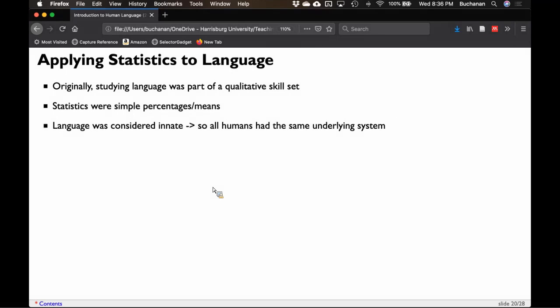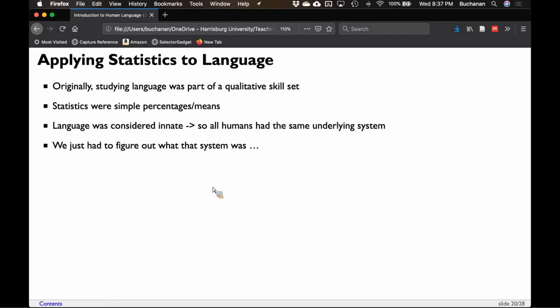not so much now. So for a long time, language has been considered innate. I mean, it still is considered primarily a lot of innate pieces. So there are biological components we talked about last week, but it does require experience. And so if it is partially genetic, that means we all have pretty much the same underlying system.